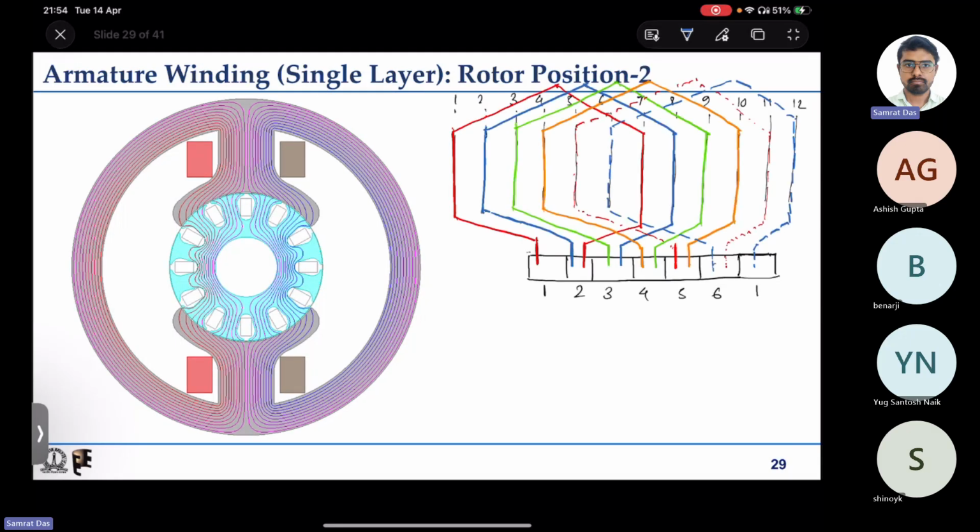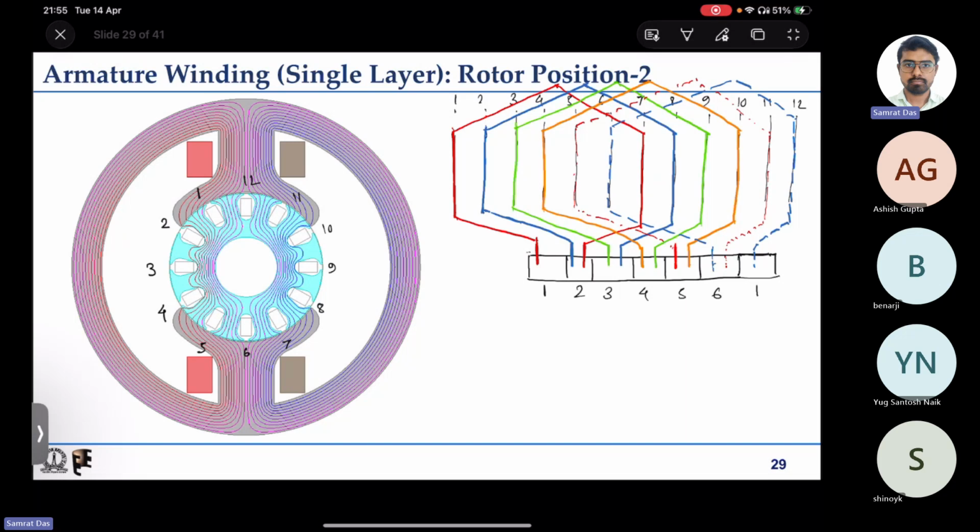Okay, let me complete it and come back. So say this is rotor position 2. Here, we have to just number something. We'll have to start with something. So let us number this one as 1, slot 1, whatever, say 2, 3, 4, 5, 6, 7, 8, 9, 10, 11, 12. So these are the numbers of the slots.